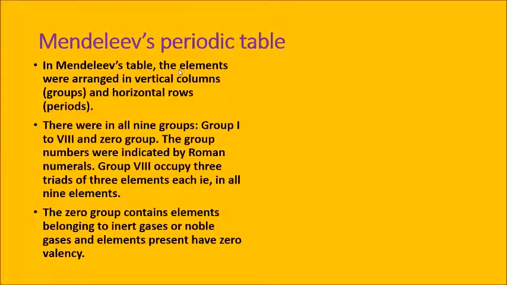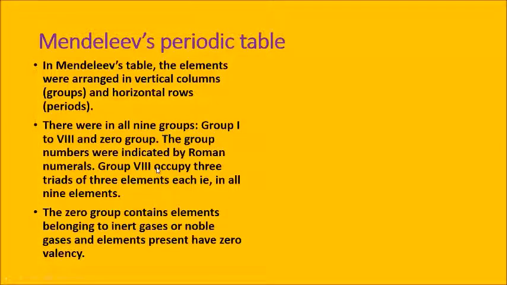In Mendeleev's table, the elements were arranged in vertical columns and horizontal rows. Vertical columns are called groups and horizontal rows are called periods. In all, 9 groups were there, that is 1 to 8, and one more, that is the 0 group. So a total of 9 groups were there, and they were numbered with Roman numerals.